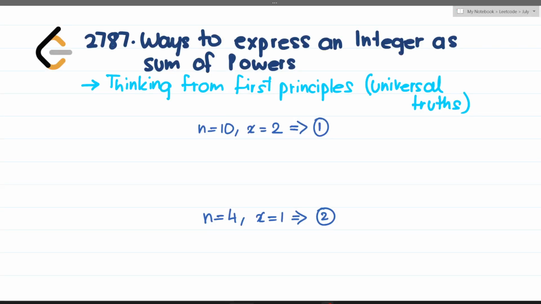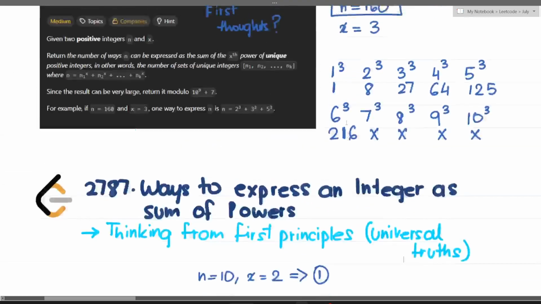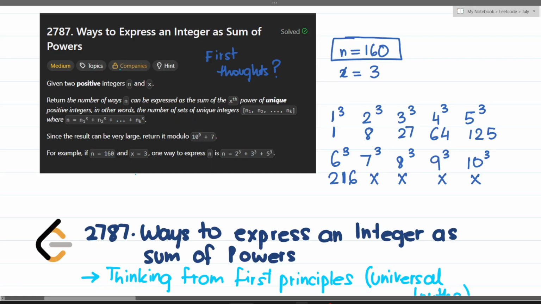We are doing LeetCode 2787, Ways to Express an Integer as a Sum of Powers, and it's a very interesting question. So let's see what the problem statement says. It says you're given two positive integers n. So this is the first thing that you're given, and then you're given x. Let's see what we have to do with those n and x.